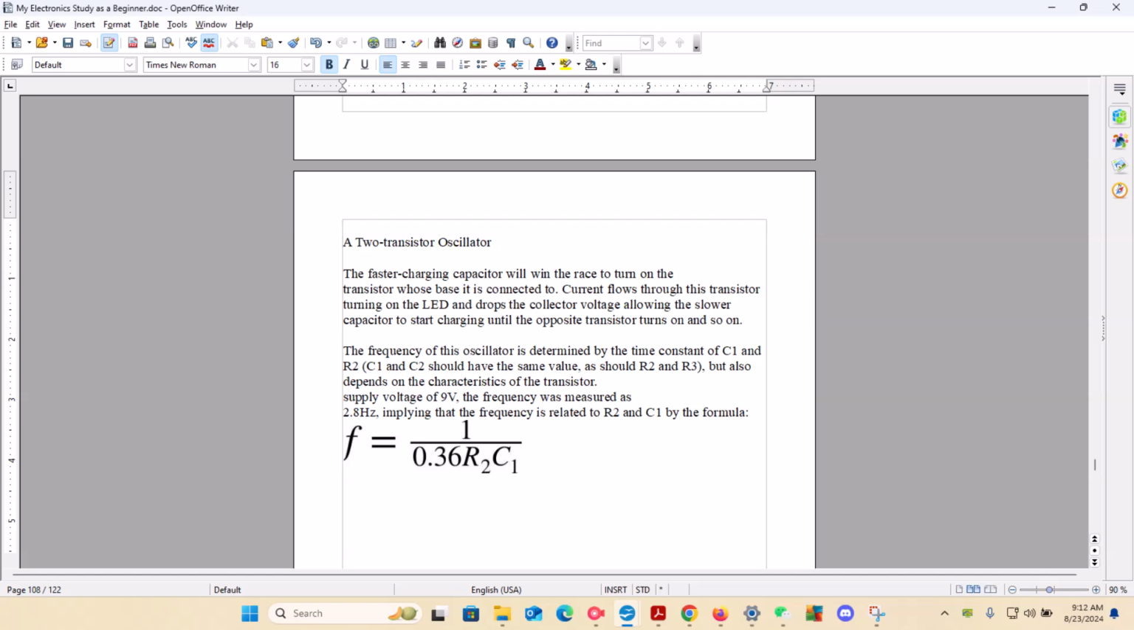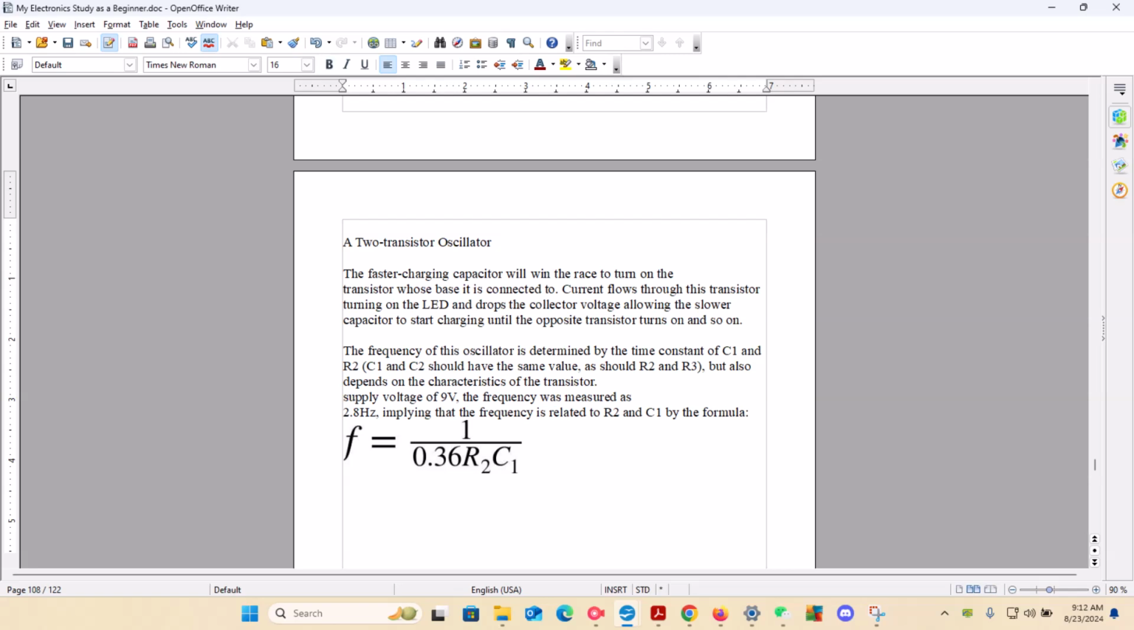Why? Because the amount of voltage going in should be the same for resistor 2 and resistor 3. And whatever is stored should be the same as what's passed through the resistor. But it also depends on the characteristics of the transistor. But we're just speaking in general terms now.